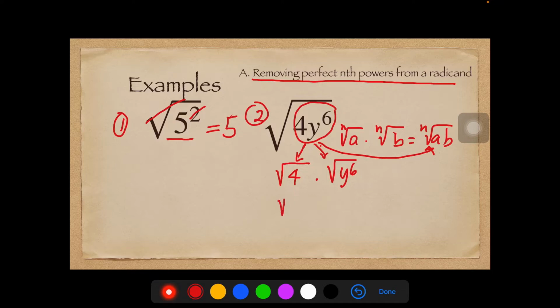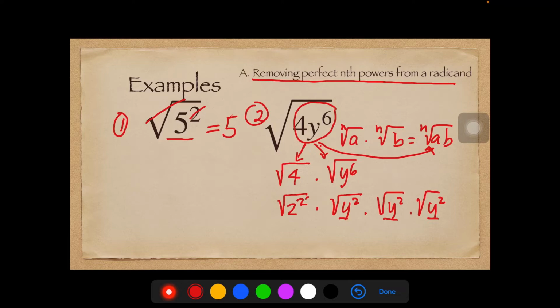We individually simplify. We know that the square root of 4 is 2, but let's express it in exponential form as 2 squared. And then the square root of y to the 6 can be broken down into the square root of y squared, then another square root of y squared, then another square root of y squared. Can you follow? Because when we multiply these, we come up with y to the 6. Remember the laws of exponents: when we multiply numbers with the same base, we add the exponents. So that's how it is broken down.